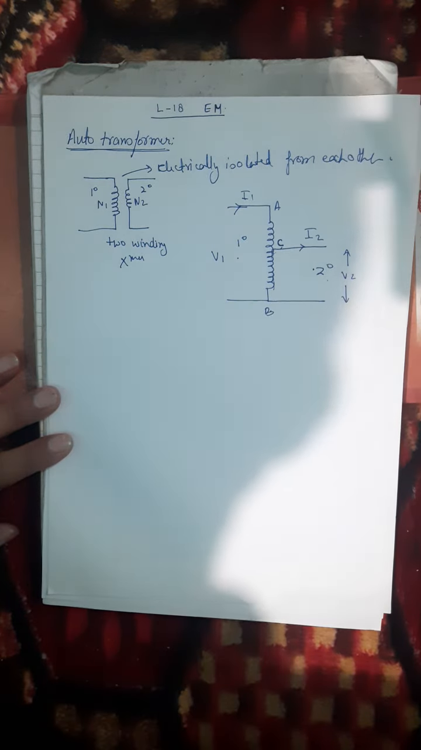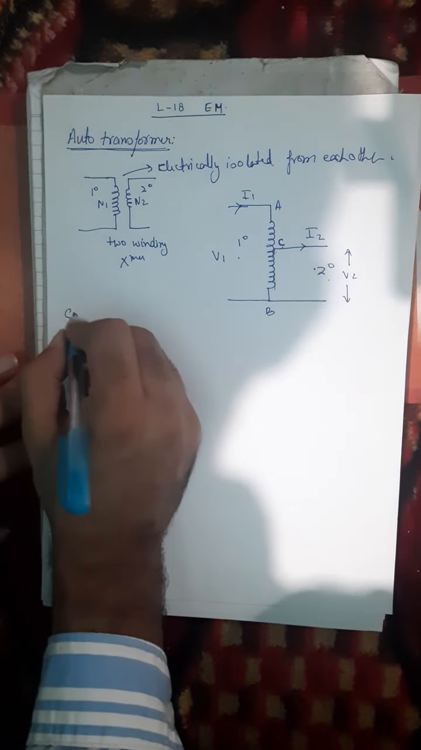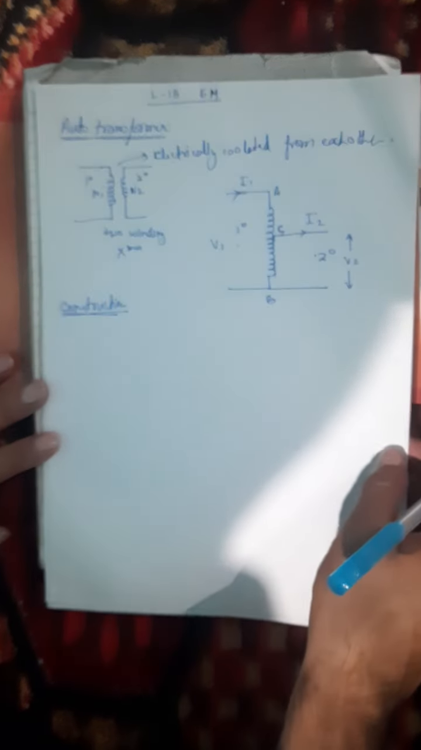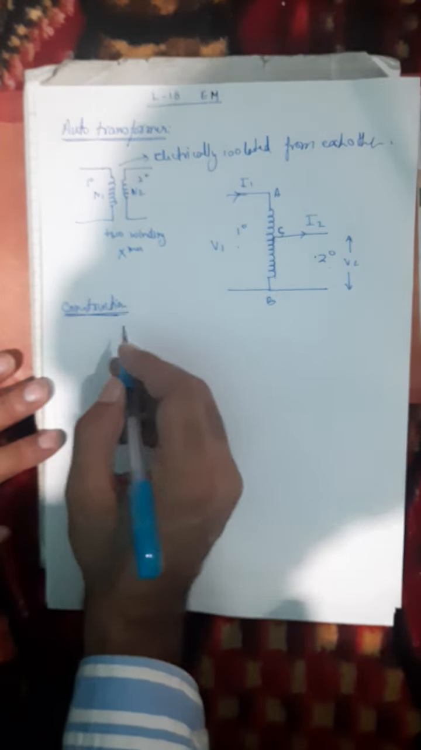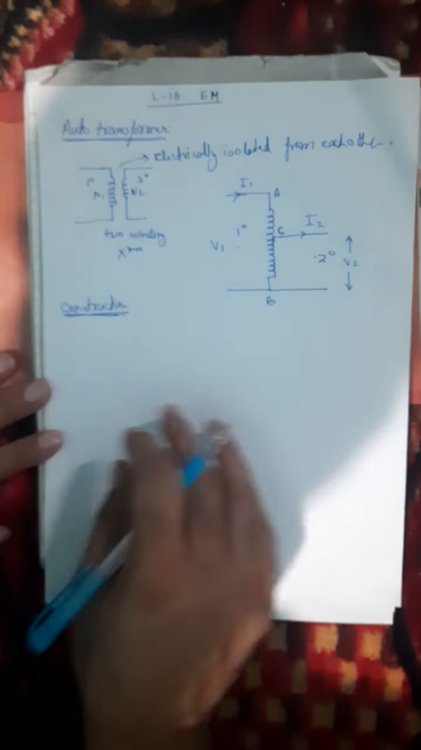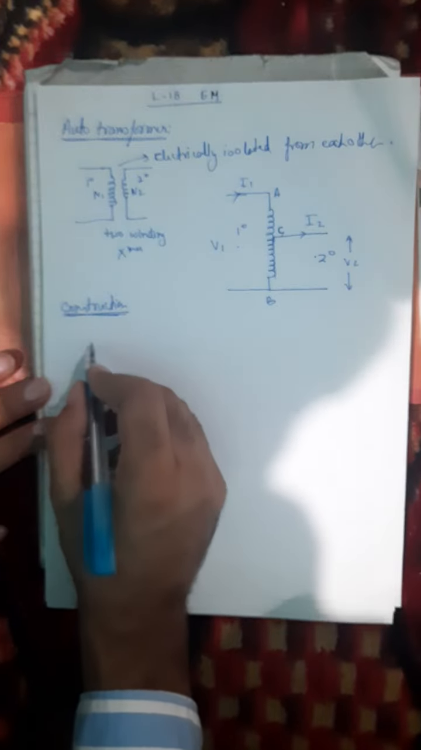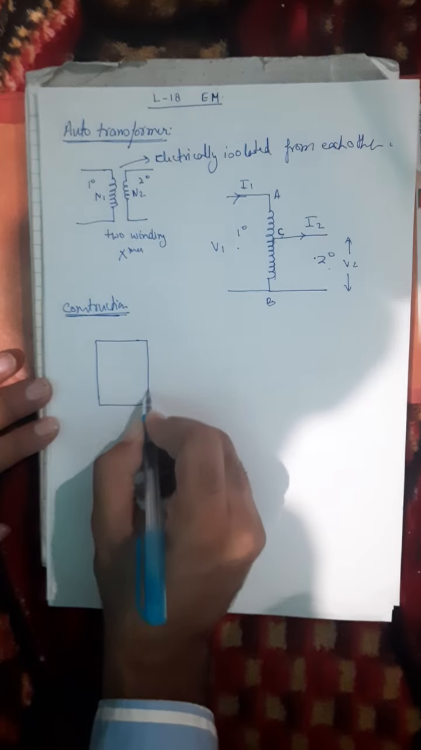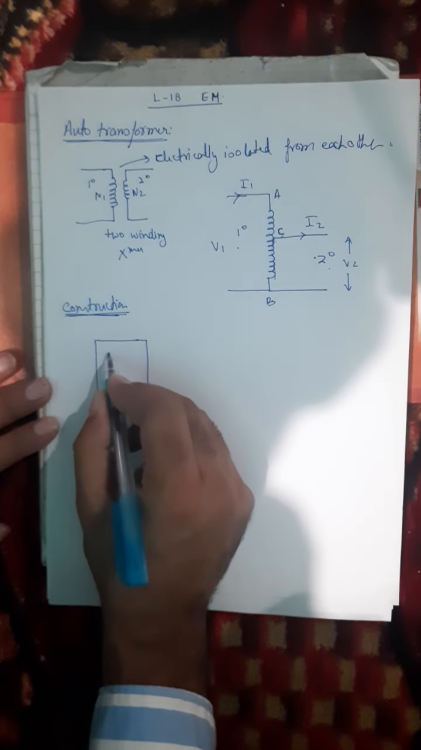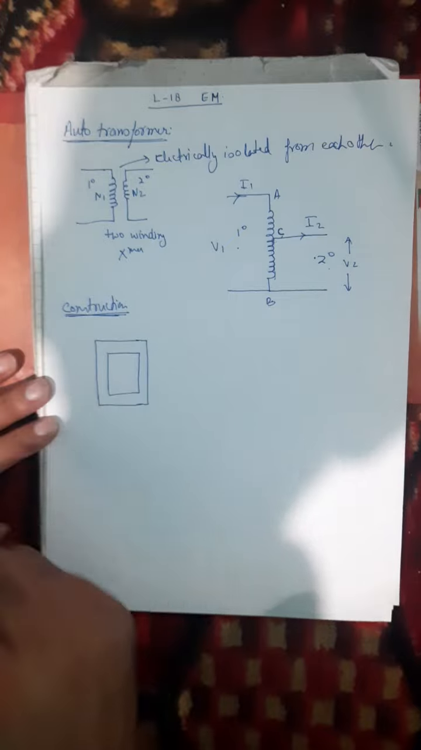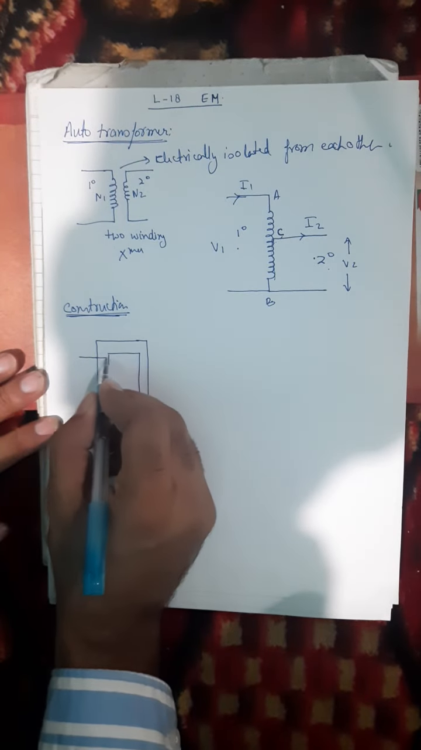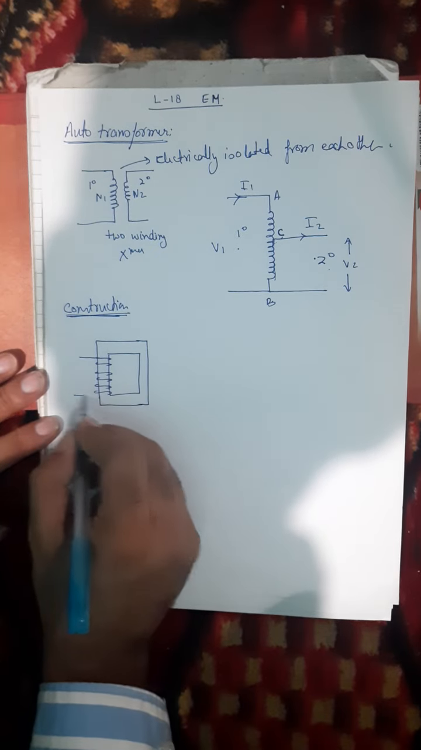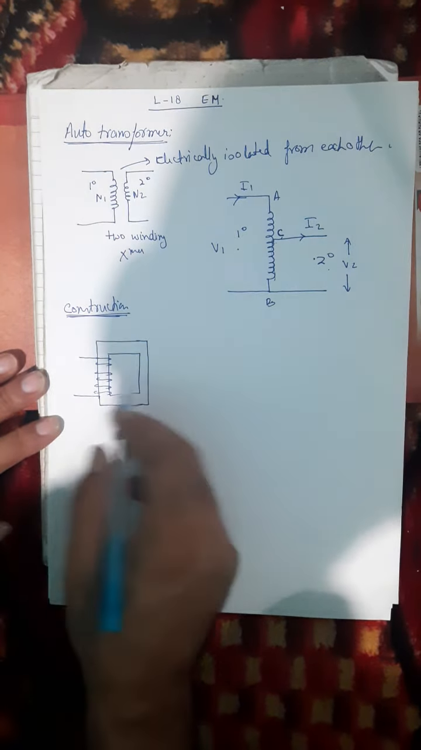Okay. So next, what is the construction? Come to the construction of an auto transformer. So firstly, the most important part of any transformer is the core. Okay, so the core of an auto transformer may be a rectangular core or it can be a circular ring type core. Okay, so this is a rectangular core. Okay, so you can place winding either on any one limb of the core or on both the limbs of the core.